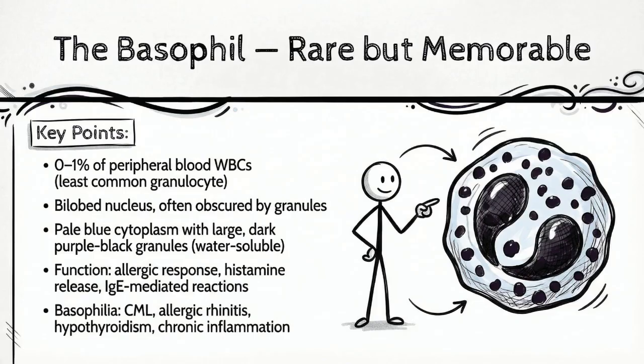In CML, significant basophilia is not only a diagnostic feature but can also be prognostic, often indicating disease progression or a more aggressive phase. It's also seen in allergic rhinitis, hypothyroidism, and chronic inflammatory conditions.